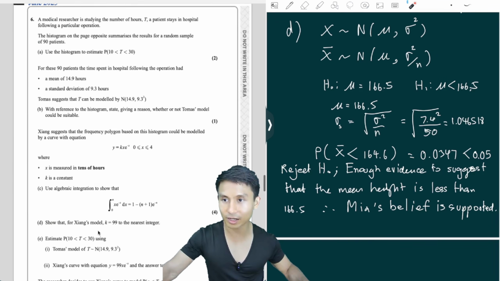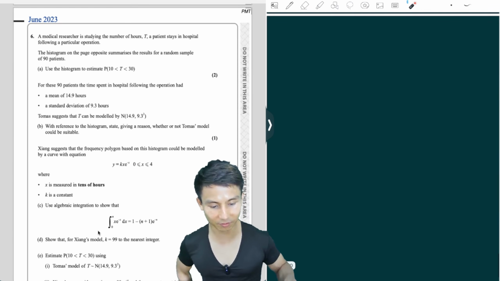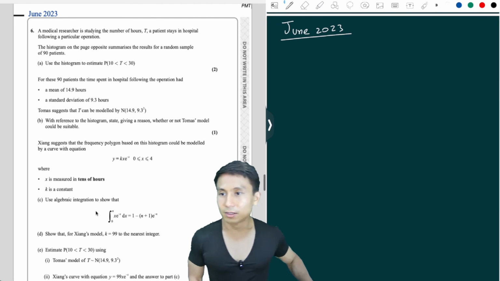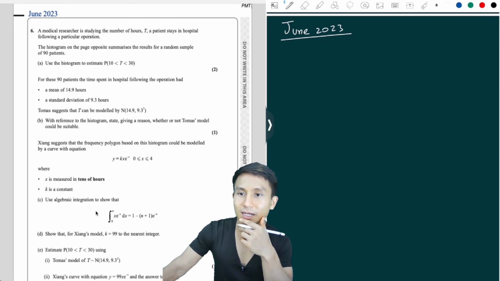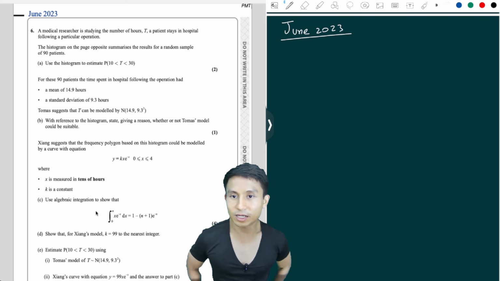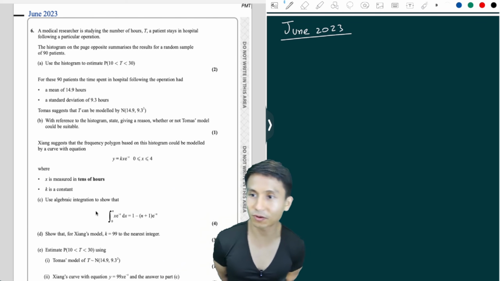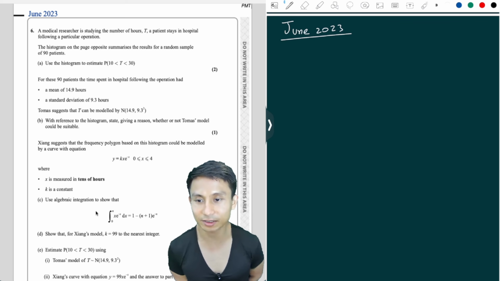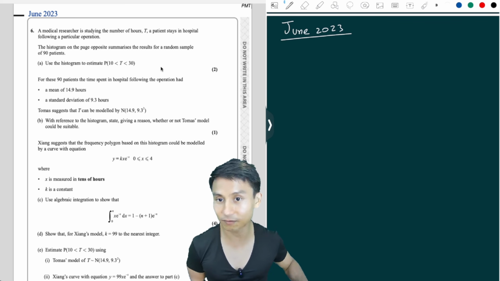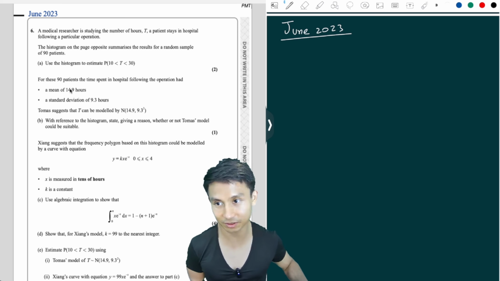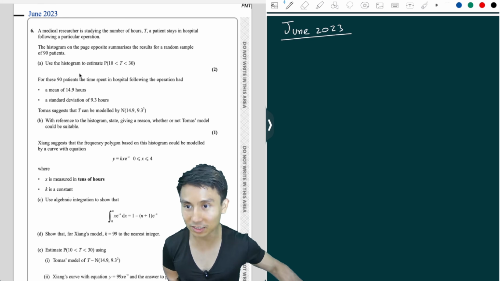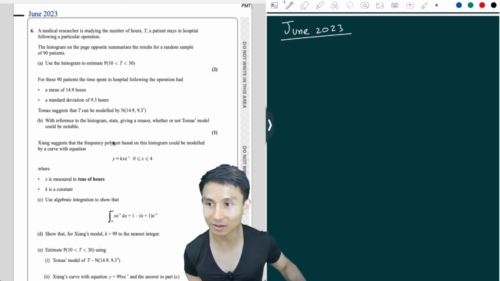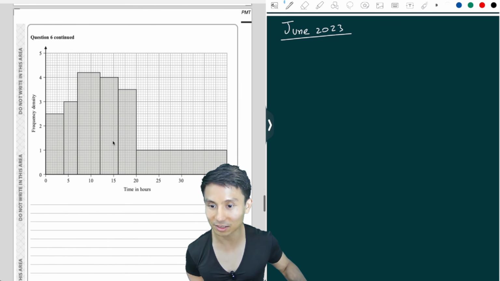Let's have a look at the next question I got for this topic from June 2023. Number 6, a medical researcher is studying the number of hours T a patient stays in the hospital following a particular operation. The histogram on the page opposite summarizes the results for the random sample of 90 patients. Okay, we're going to use the histogram to estimate the probability between 10 to 30. Let's go check the histogram.